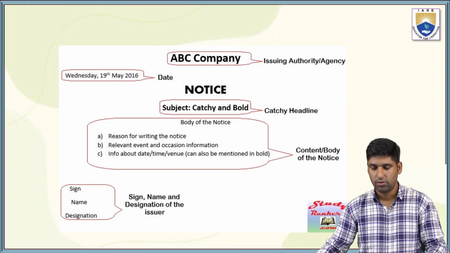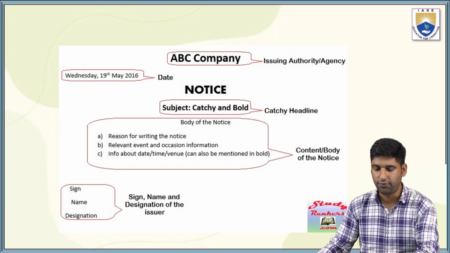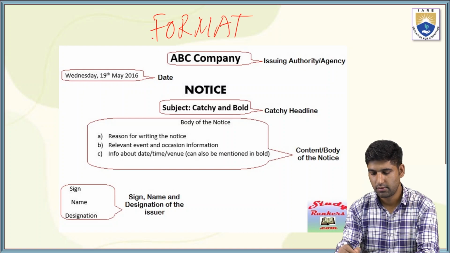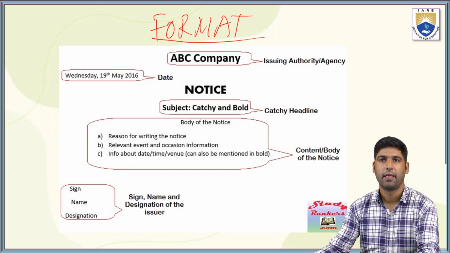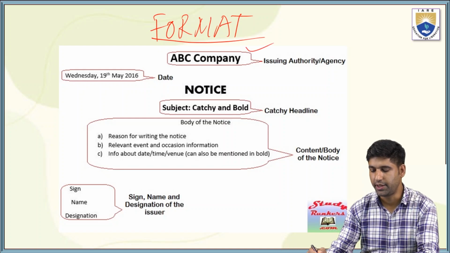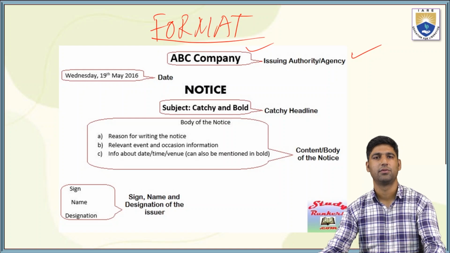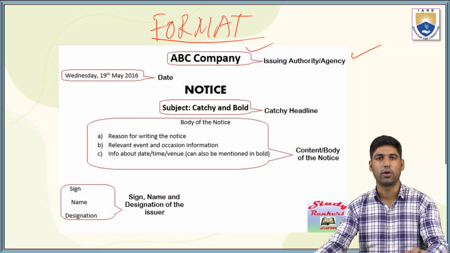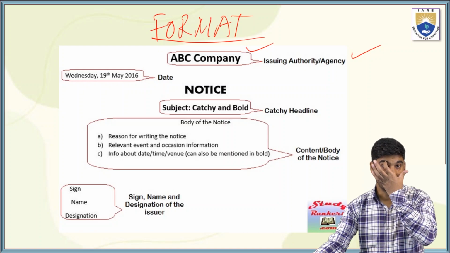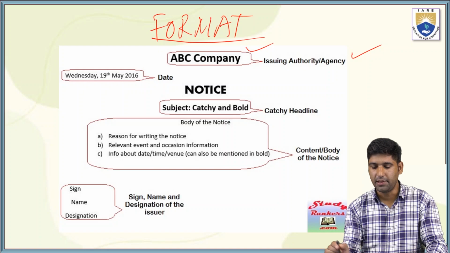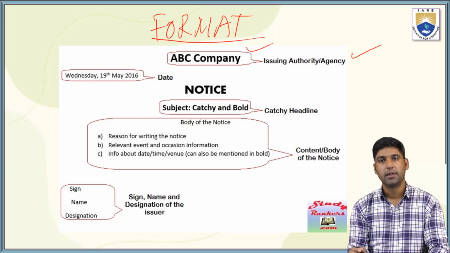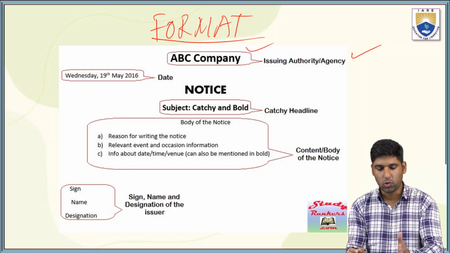Now we have the format. This is the format. This is the company. ABC is the company. It is the issuing authority, agency, or institute. I told you at the top comes the name of the issuing authority, the issuing agency. So at the top we have this ABC company. Then comes the date. The date we write in the left side corner.